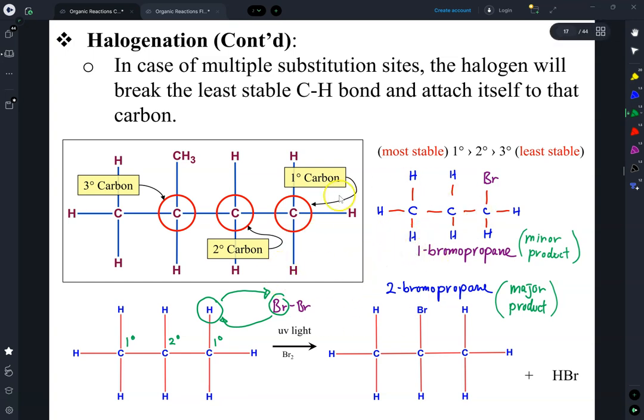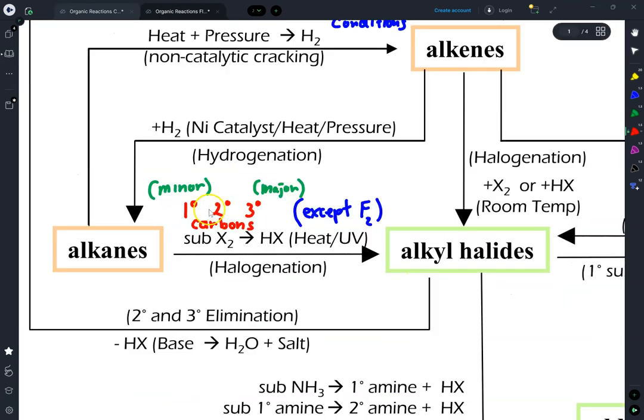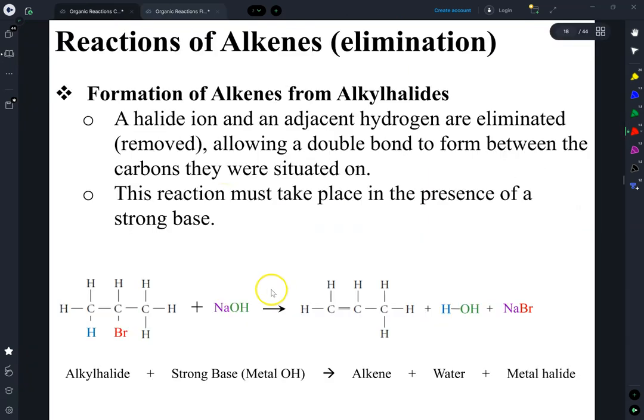So let's add this information onto our flowchart and remind ourselves that primary carbons are less likely to react, so they will produce the minor product, while tertiary carbons are more likely to react, resulting in the formation of major products. And secondary carbons are somewhere in between. Moving ahead, let's take a look at reactions involving alkenes, specifically the formation of alkenes from alkyl halides.